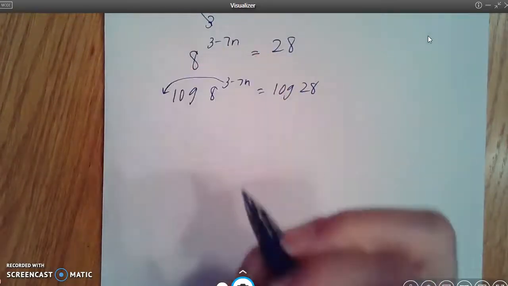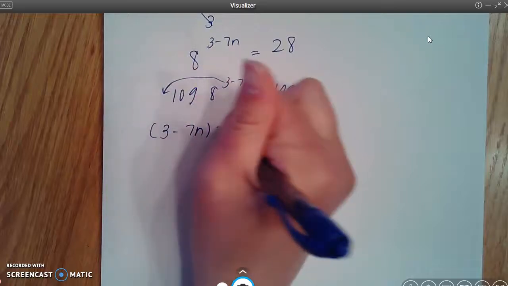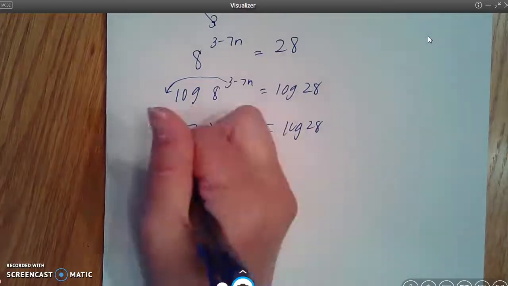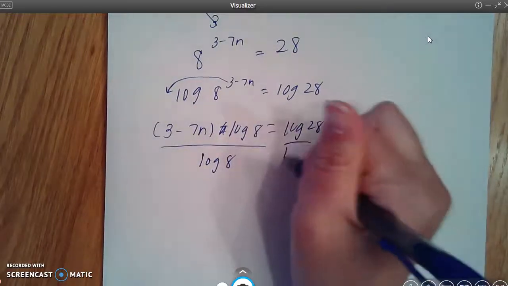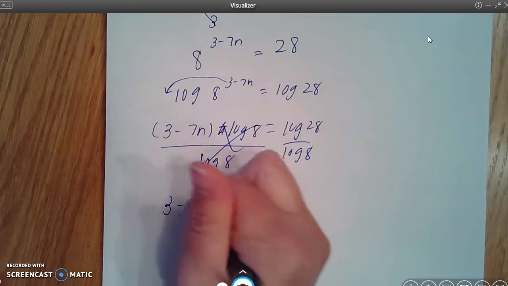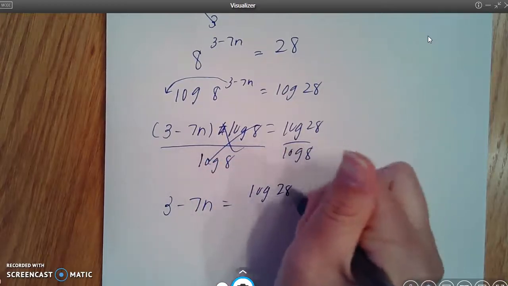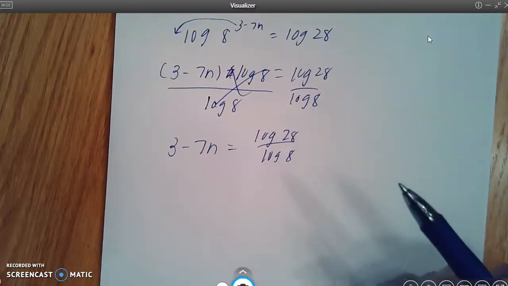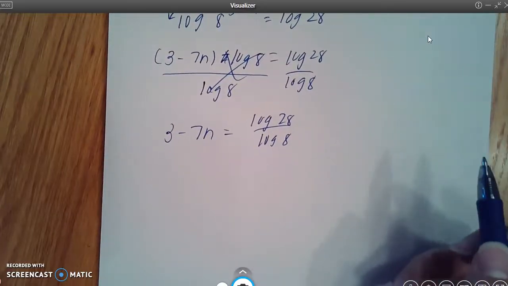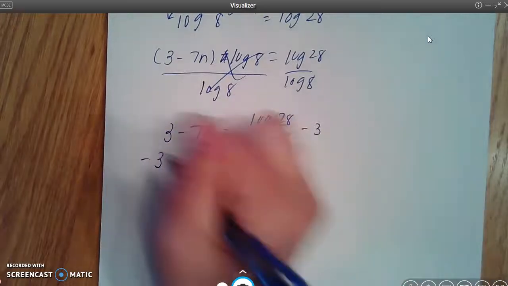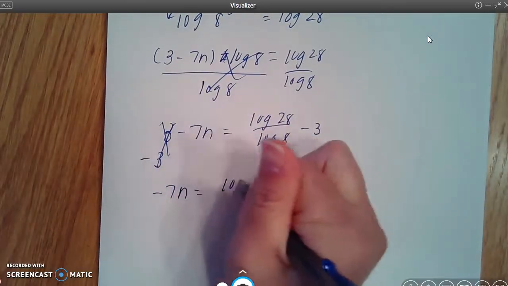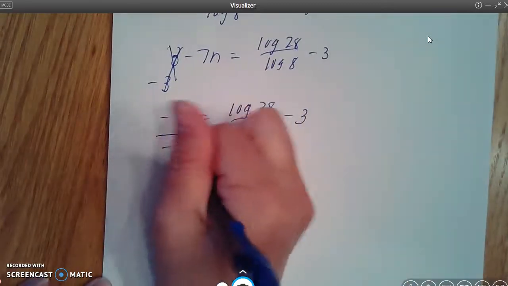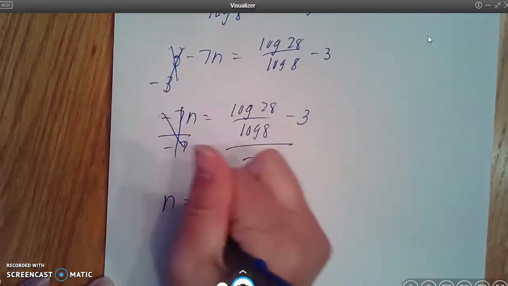You can now bring everything that was in your exponent out front, and once again, you need to make sure you're putting it in parentheses. We can get rid of my log 8 by dividing both sides by that. You're going to get 3 minus 7n is equal to log 28 over log 8. If you really wanted to, you could figure out what this was as a decimal, but I think that sometimes that's where we make mistakes because you're rounding when you shouldn't be. I'm going to start by subtracting 3 from both sides, and you get negative 7n is equal to log of 28 divided by log of 8 minus 3. And then I'm going to divide everything by negative 7 to get this crazy fraction.